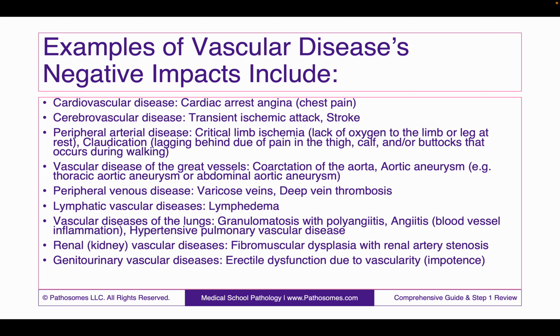There's also renal vascular disease like fibromuscular dysplasia and renal artery stenosis. Which one of those would be bilateral? Renal artery stenosis typically. And fibromuscular dysplasia, would that most likely affect a male or female? Female, right? There can also be genitourinary vascular diseases, such as erectile dysfunction due to vascularity issues, such as impotence.